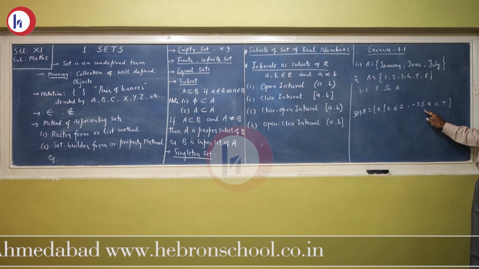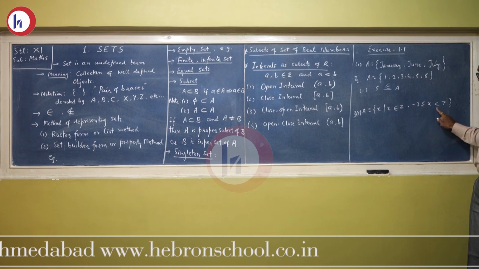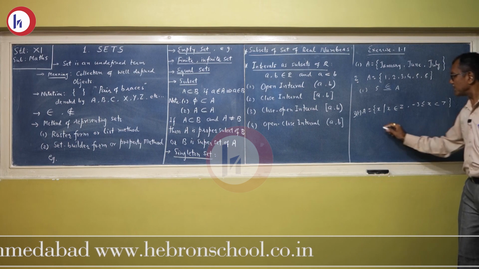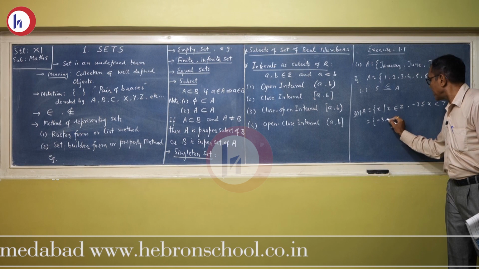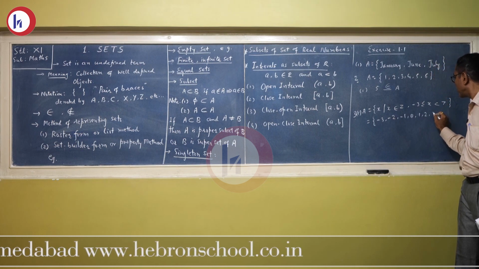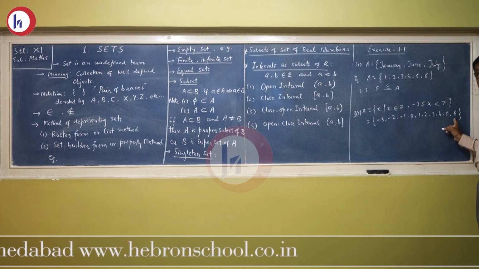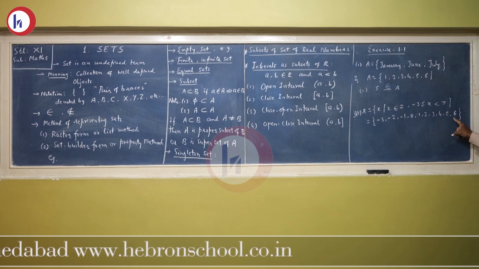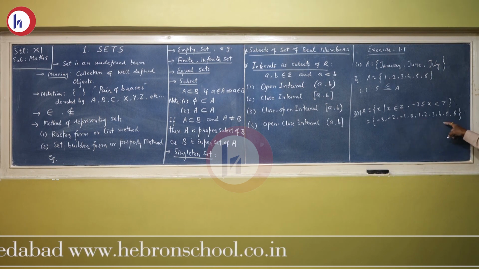Minus 3 less than or equal to x less than 7. So you have to list out the elements which are between minus 3, including minus 3, and less than 7. The same set can be written in the roster form like this: minus 3, minus 2, minus 1, 0, 1, 2, 3, 4, 5, and 6, not 7. 7 is not included, because here the less than or equal to sign is not there, therefore 7 will not be there. So this is the set A written in the roster form.